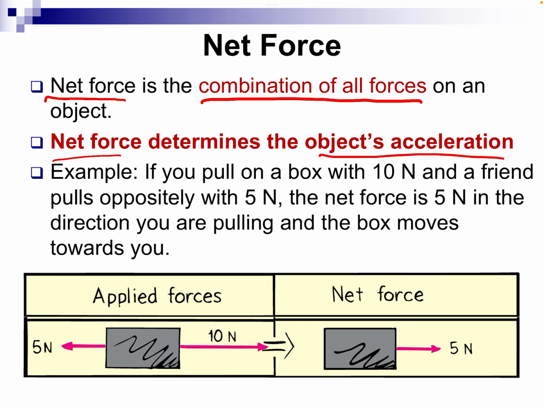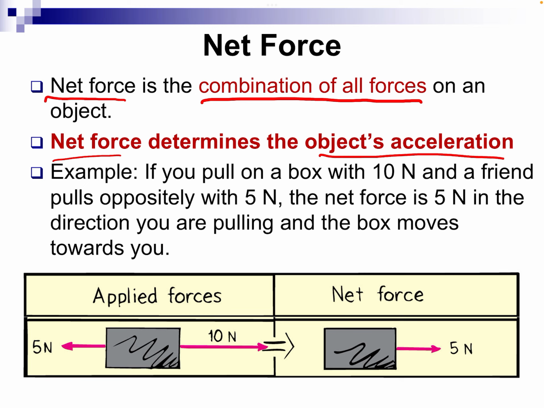So in the last lecture, we learned that if the forces are in opposite directions, you subtract these two forces. The force directed to the left will be negative. Hence, 10 minus 5 gives you a net force of 5 newtons. The direction of the net force follows the direction of the bigger force, right? So the net force is 5 newtons in the direction you are pulling the box. Since the net force is to the right towards you, the effect is therefore for the box to move to the right towards you as well.